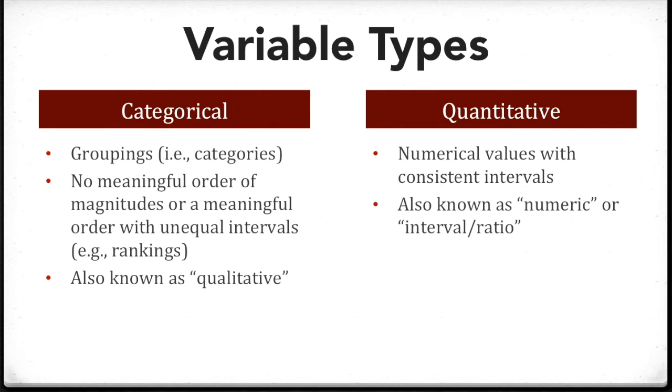Categorical variables have groupings, in other words, categories. They have no meaningful order of magnitudes, or they have a meaningful order of magnitudes with unequal intervals. For example, rankings. These are also known as qualitative variables. A quantitative variable has numerical values with consistent intervals. In other words, the difference between 1 and 2 is the same as the difference between 3 and 4 or 5 and 6. These are also known as numeric or interval ratio variables.